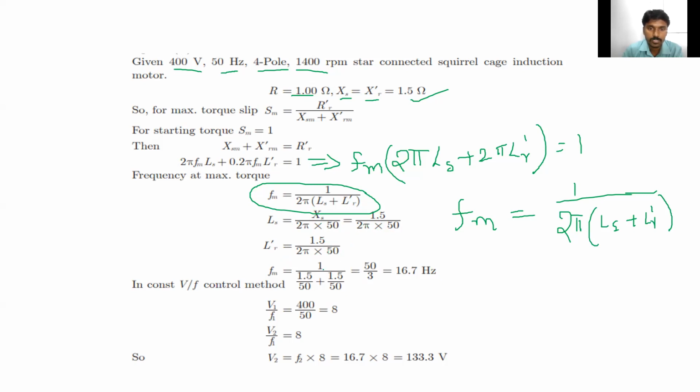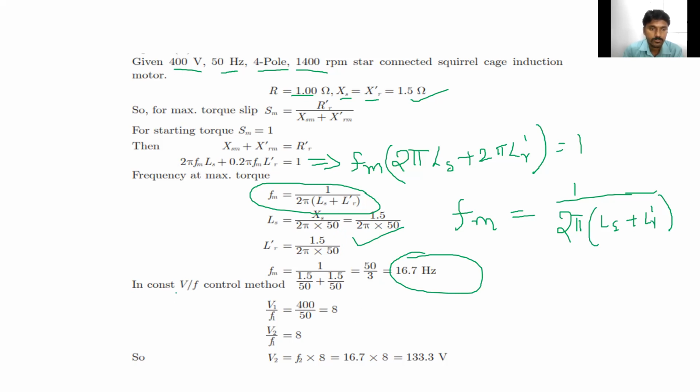So that is equal to, what we can write here, fm is equal to 1.5 upon by 50 plus 1.5 upon by 50, that is equal to 50 upon by 3, that is equal to 16.7 kilohertz. Analyze this equation, so you can get the answer.